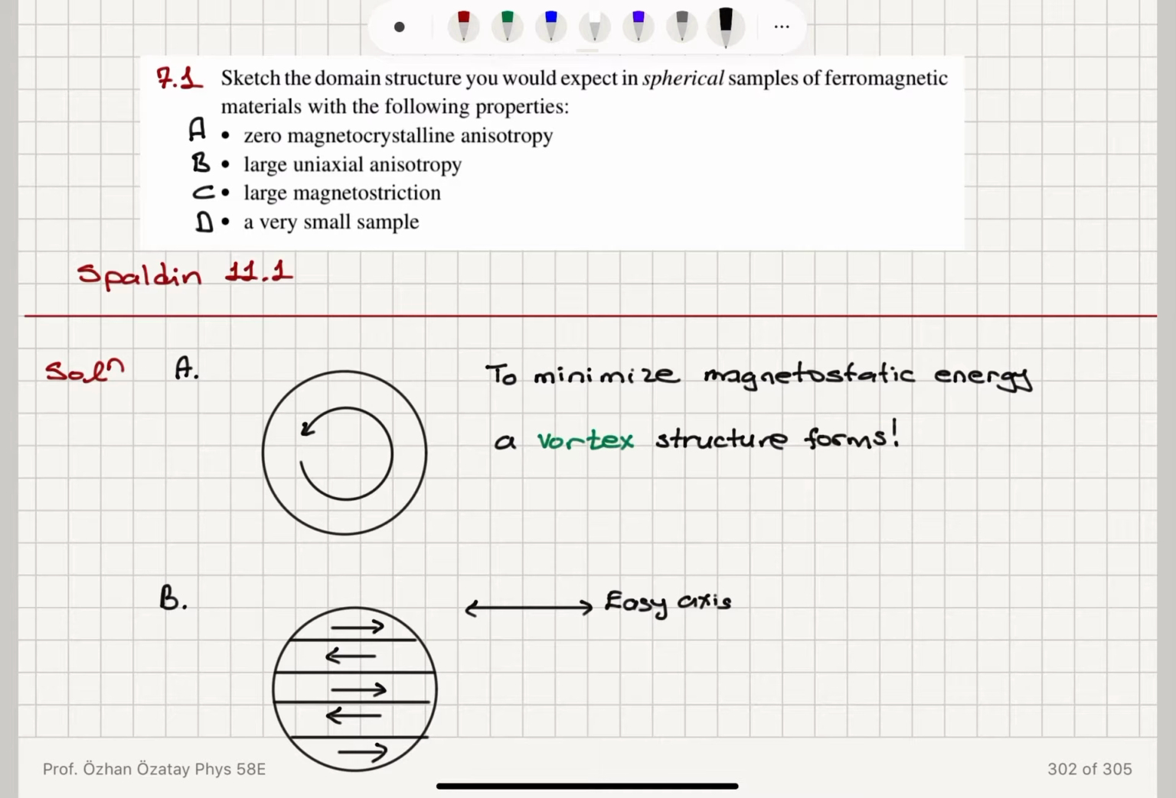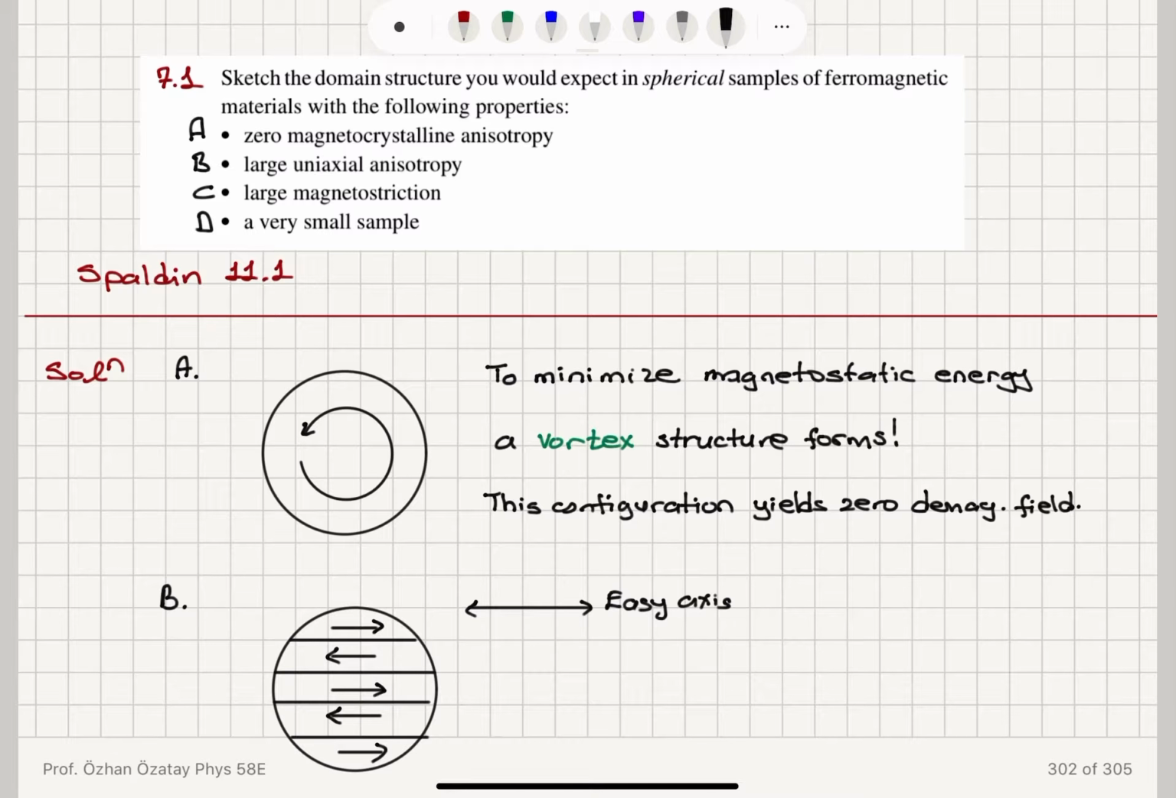And why do we have a vortex structure minimizing magnetostatic energy? As you can see, we have no free poles here, north and south poles. They're all paired. Therefore, we don't have a demagnetizing field forming in the structure. So the magnetostatic energy is zero. So this configuration is energetically favorable because it yields zero demagnetizing field.